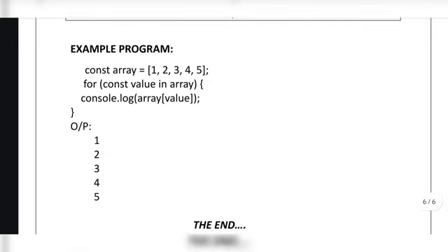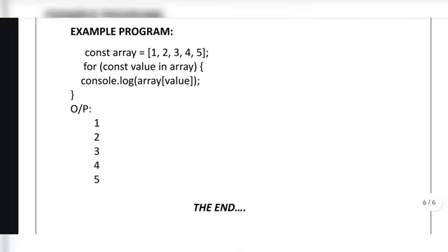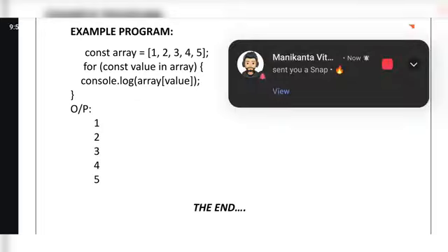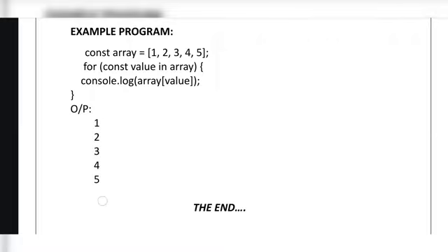Okay, now the example program for the for in loop. const array = [1, 2, 3, 4, 5]; for (let value in array) { console.log(array[value]) }. The output must be 1, 2, 3, 4, 5. The array you have given is 1, 2, 3, 4, 5, and the console statement prints the array values 1, 2, 3, 4, 5.